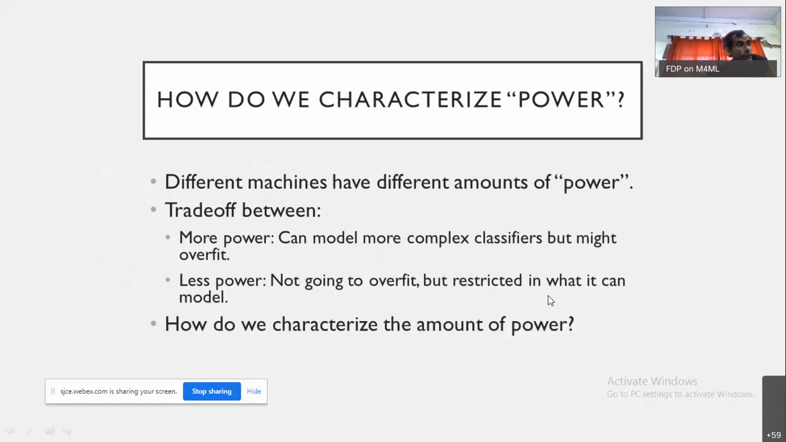Now, why did people suddenly go for that? Why did they want to have this maximum margin classifier? Because these sort of things will have their power. Power of what? Power of classifying properly. Power of reducing error.